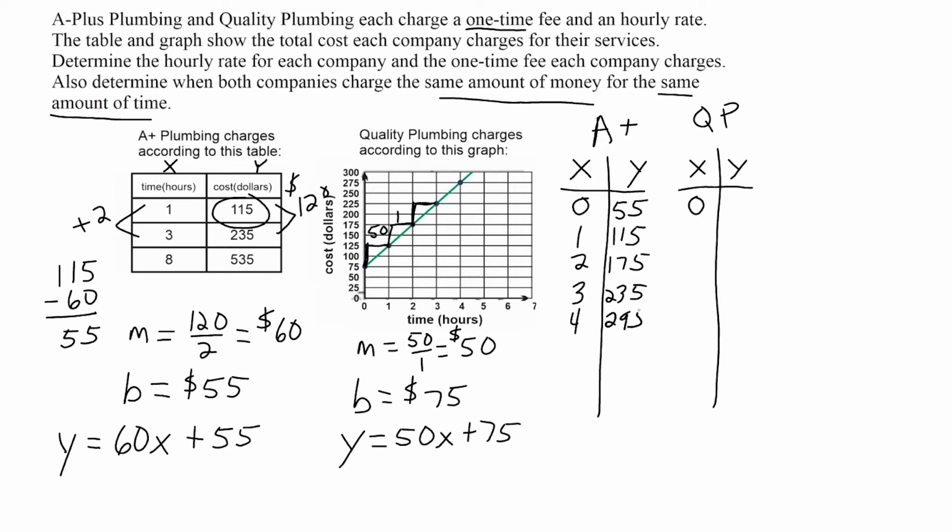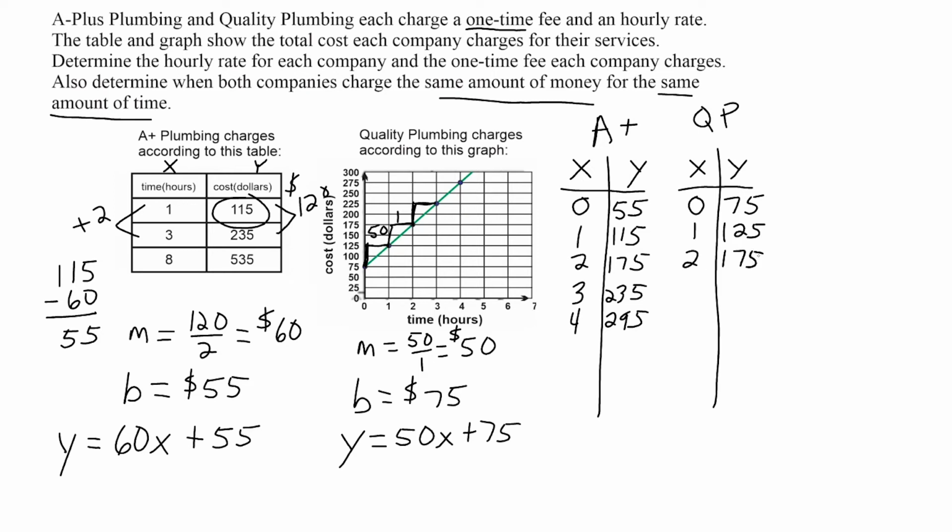$295. Now, let's do the same thing for quality plumbing. So for 0 hours of service, the company is still charging a one-time fee of $75. For 1 hour of service, it would be $50 per hour plus the 75, which is a total of $125. For a second hour, we would add another $50, which would be $175.